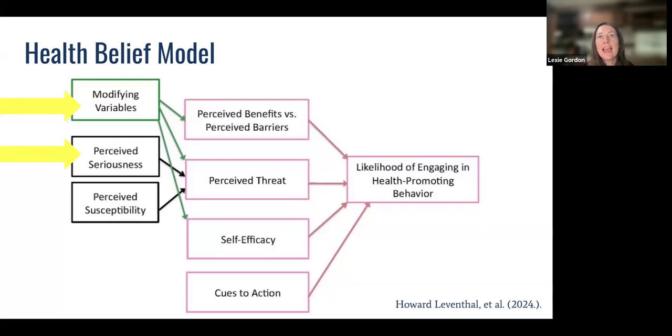Perceived seriousness and perceived susceptibility both influence the client's perceived threat. Any one of the next components can lead to the likelihood of the person engaging in health-promoting behavior. The more components that point toward change, the more motivated the client will be to participate in the health-promoting behavior. If the person perceives that the benefits outweigh the barriers, they are likely to start making changes. If the perceived threat is bad enough, that could also lead to positive changes in behavior.